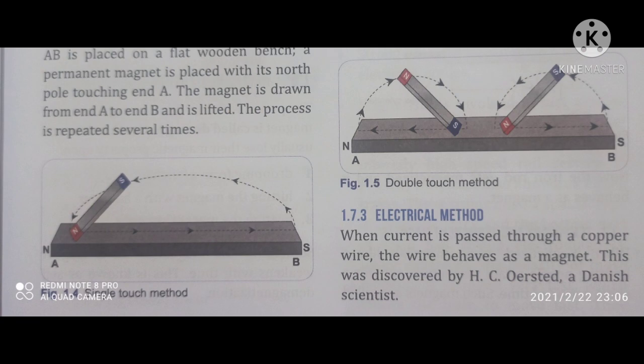Double touch method. In this method, two permanent bar magnets of equal strength are used. Opposite poles of the two magnets are placed touching AB at the center and drawn at the same speed at the same time towards the ends A and B. The process is repeated several times. In this case, the end which is in contact with the south pole becomes the north pole, while the other end becomes the south pole.